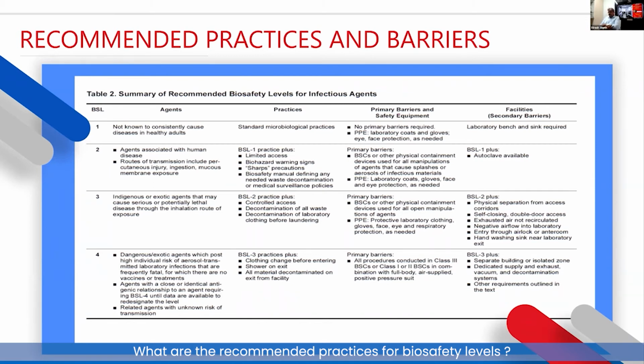From a primary barrier perspective, class 3 BSE cabinets are preferred in a BSL-4 lab. Sometimes class 2 cabinets can also be used, but again, dependent on risk assessment. Insofar as the secondary barriers are concerned, ideally BSL-4 facilities are a separate building, generally not an isolated zone, but a separate building within a premises. There has to be dedicated supply and exhaust systems. The HVAC systems are completely disconnected from the rest of the facility. And then, of course, there are many other practices which are done based on risk assessment.